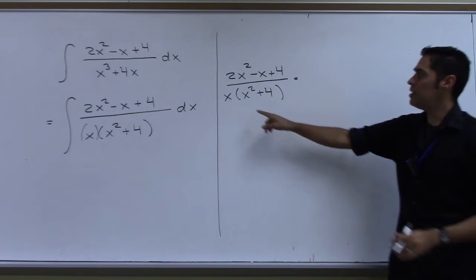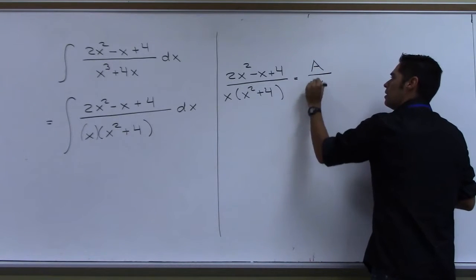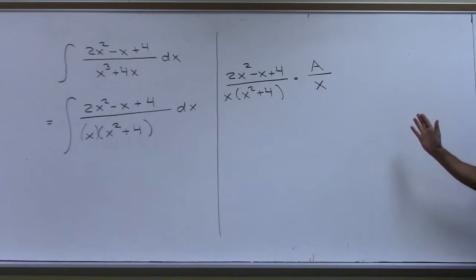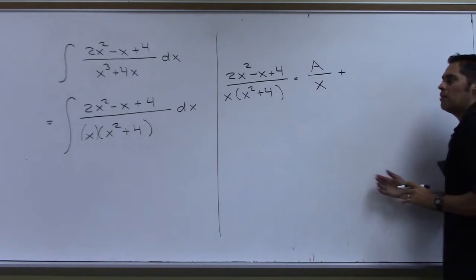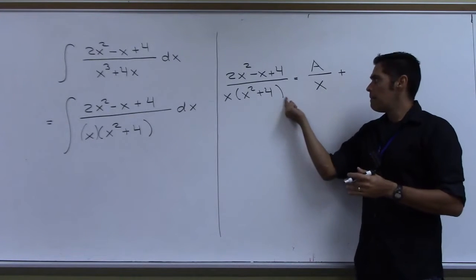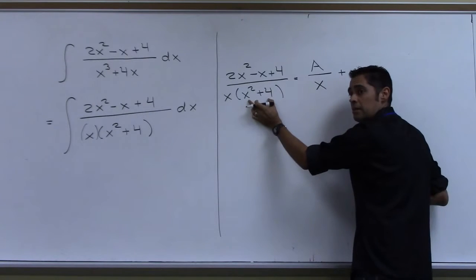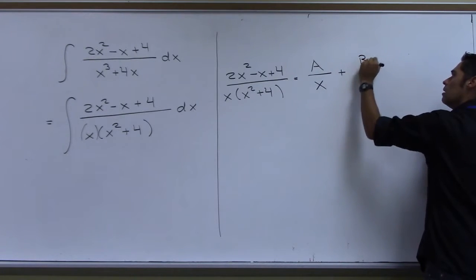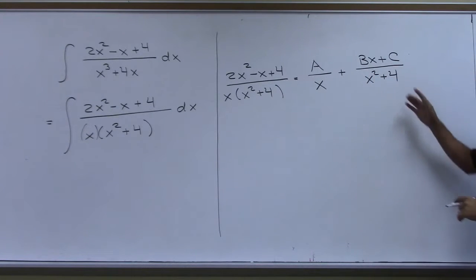Every single time you see a distinct linear factor, you put A over that distinct linear factor. That's not different from what we've done before. Plus, now you may be thinking, why not just put B over this? Is it going to be Bx plus C? That's the difference. Anytime you have an irreducible quadratic like this, you don't put B over it, you put Bx plus C over the irreducible quadratic.